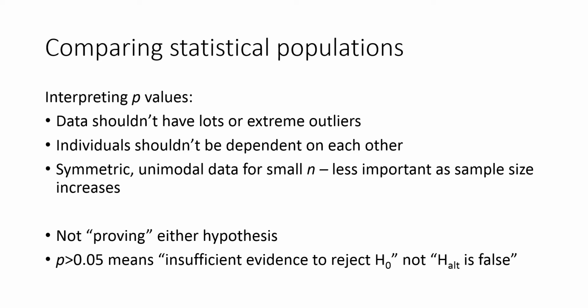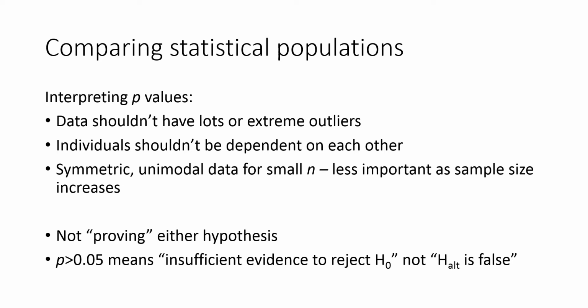You generally assume, for the traditional statistical tests, that your data are symmetric and that you have a single mode. And remember, a mode is basically that top point of your peak. And a bimodal distribution would be something where you have 2 humps. And as you get more and more samples, it sort of matters a little bit less.